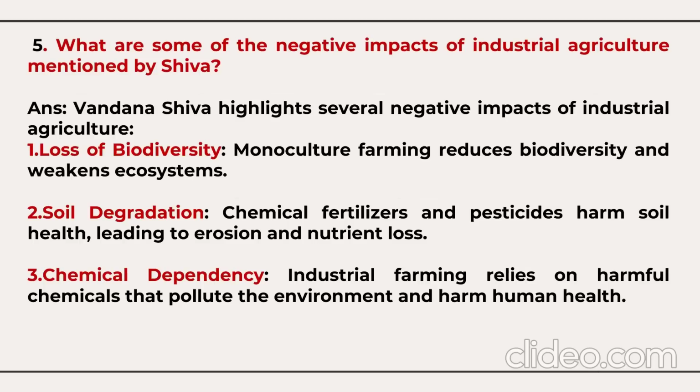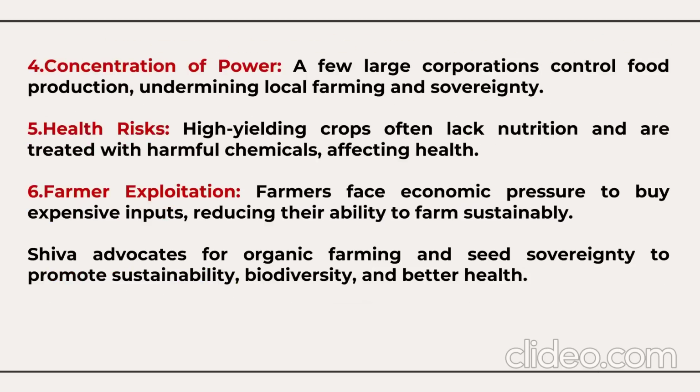You can pause the video and read the content. Loss of biodiversity, soil degradation, chemical dependency, then concentration of power, health risk, and farmer exploitation. So Vandana Shiva advocates for organic farming and seed sovereignty to promote sustainability, biodiversity, and better health.